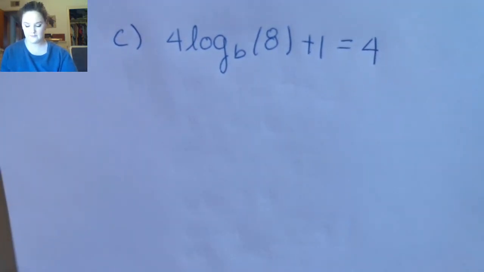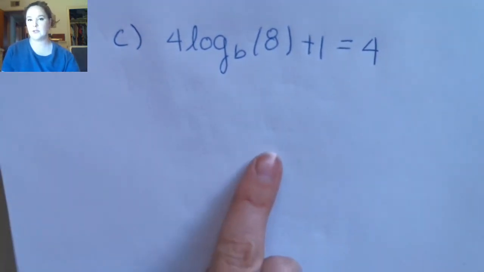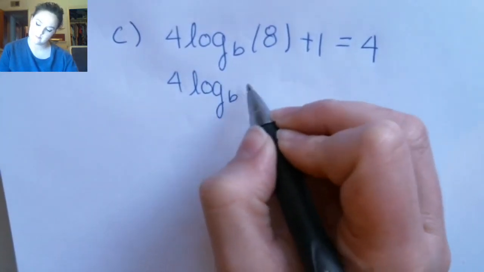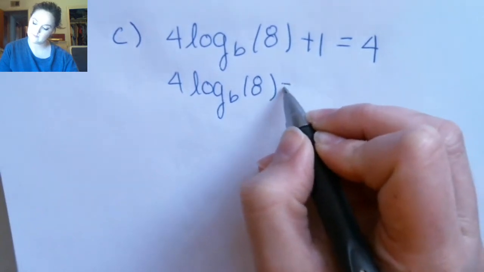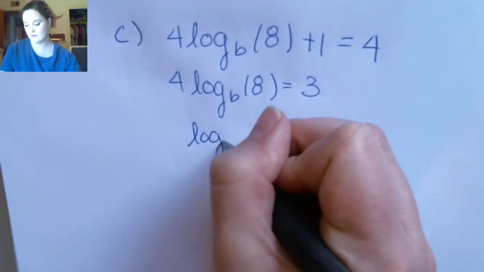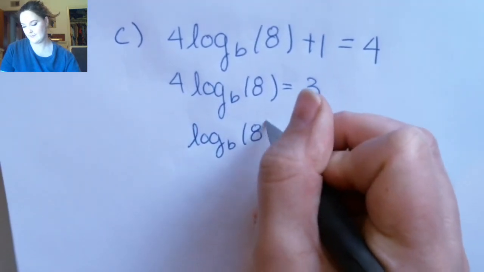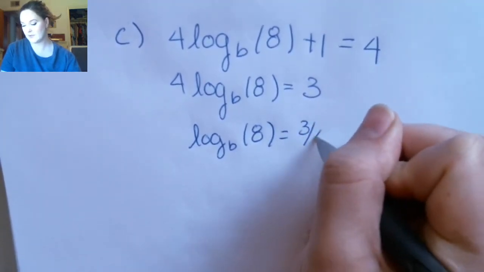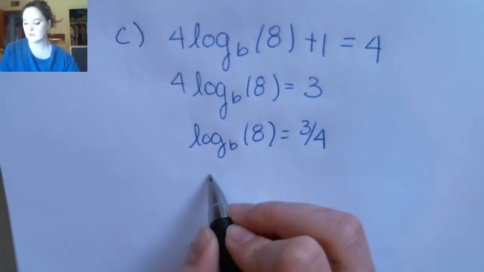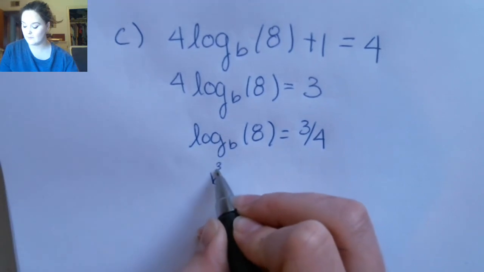Okay, so the first thing I'm going to do is subtract 1 from both sides. And then I'm going to divide both sides by 4. Remember, we're doing this because we always want to isolate our log. Now that we have it isolated, we're going to switch to exponential form.